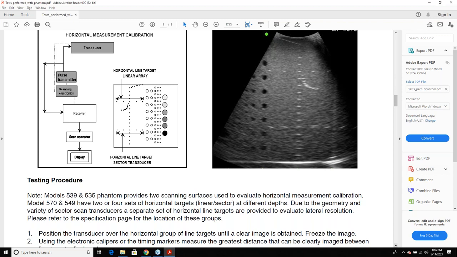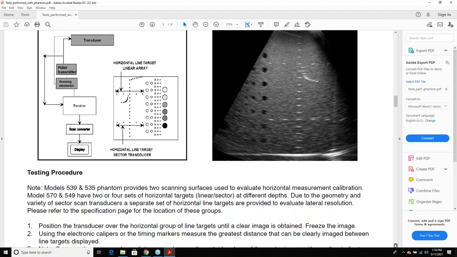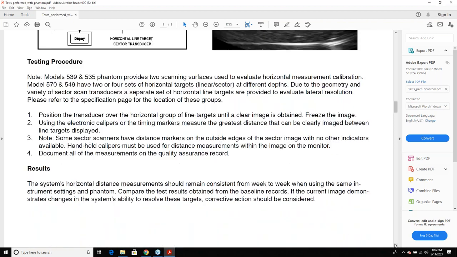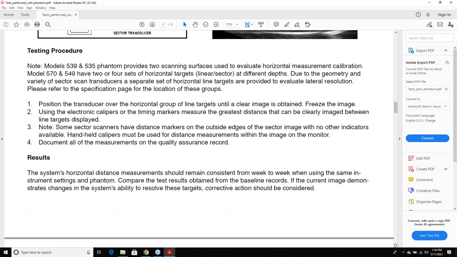All right, so testing procedures are described, and then the results are at the bottom. Okay, again, week to week, again, we want to see consistency over time, right? No degradation over time.